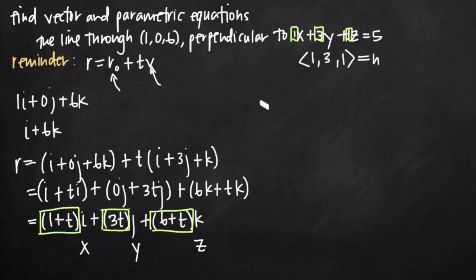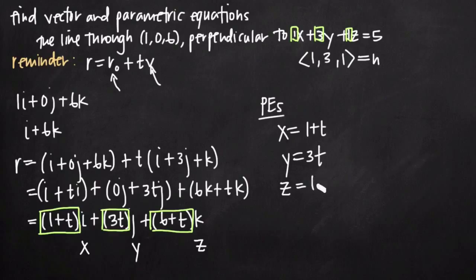So what I'm going to call my parametric equations then here, we'll just say parametric equations. I'm going to get x equals 1 plus t, that coefficient value I pulled out from in front of the i. I'm going to get y equals 3t, and I'm going to get z equals 6 plus t. And that's it. These are my parametric equations for the line. These are the parametric equations that define this line. And I have, of course, the vector equation that defines this line.